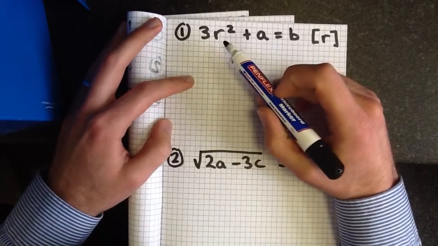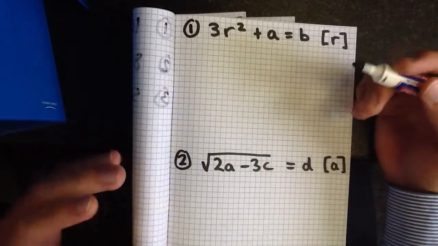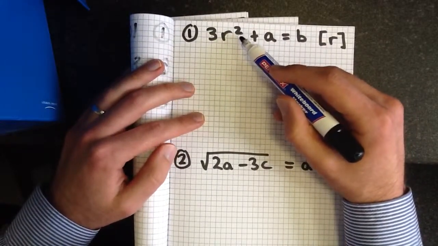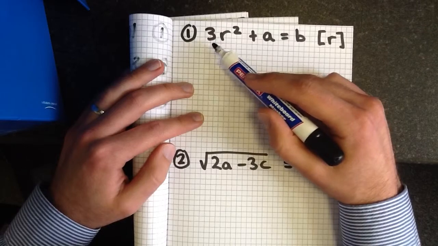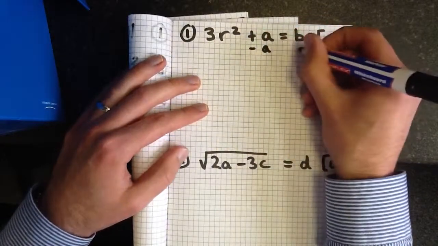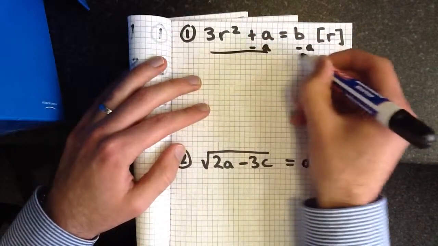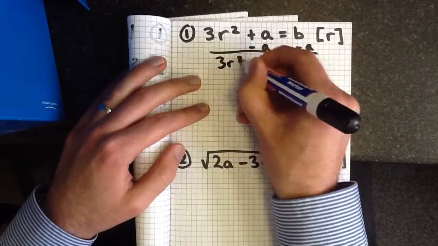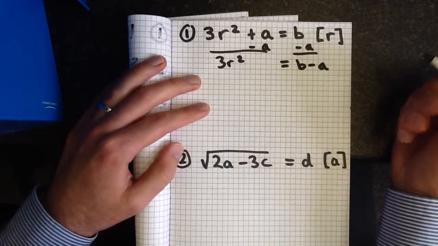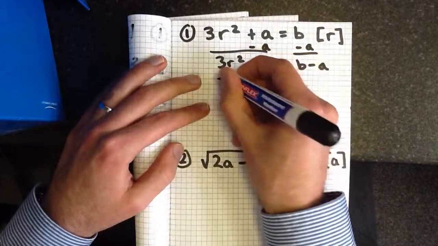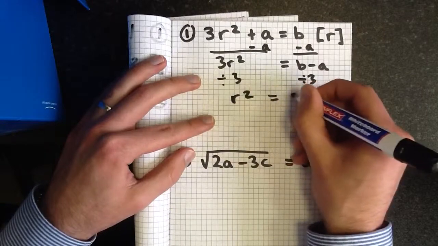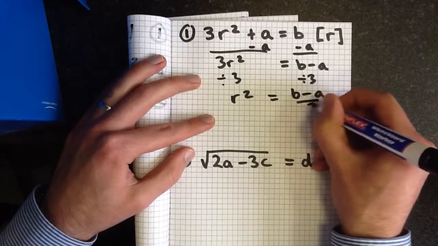So again, I want to get r by itself. So just with all the other videos, we're going to think about what we've done to r. Well, we've squared it, then we've multiplied it by 3, and then added a. So I'm going to undo that process. So I'll take a off both sides, which leaves me with 3r squared equals b minus a. Then I need to undo times by 3, so I'm going to divide by 3. So I get that r squared equals b minus a divided by 3.